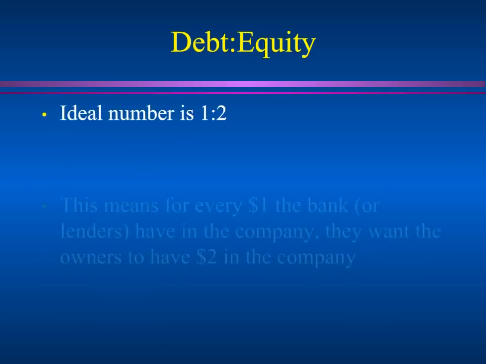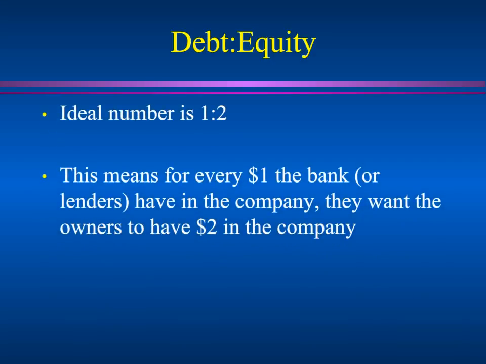Now, the ideal number is 1 to 2, and this is for a couple of reasons. Shareholders want to maximize the return on their investment. So if they have somebody else lending money to the company, then really they're not putting money in the company. So in that sense, they get a better return on their investment or on their equity. Banks, of course, don't want to do that. So the ideal over the years has come to mean 1 to 2.